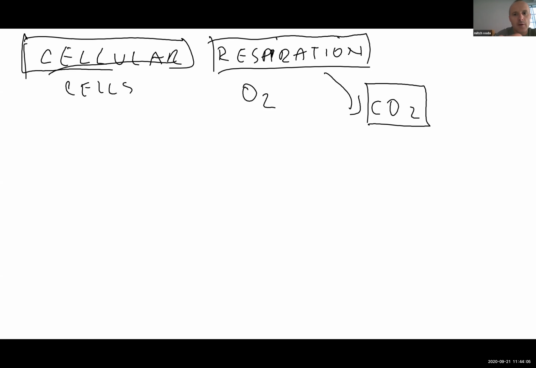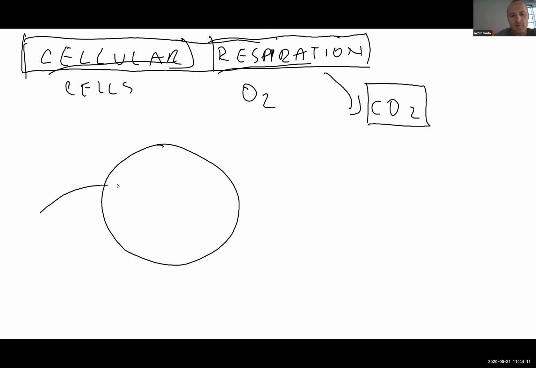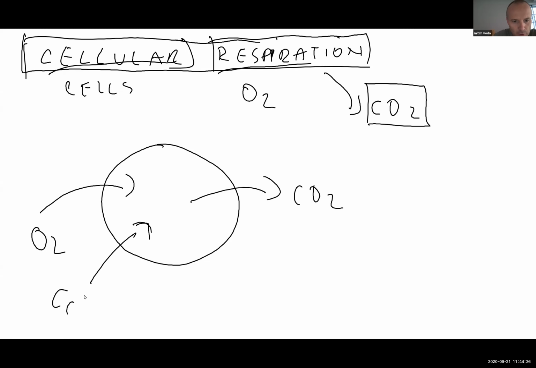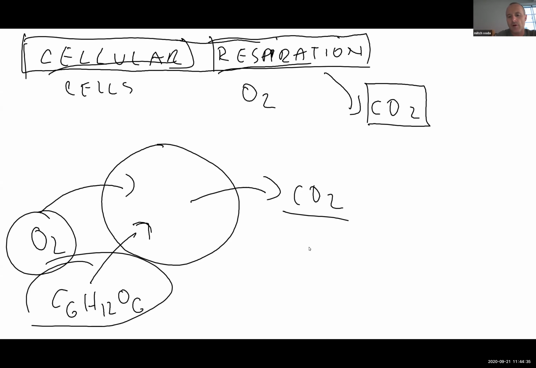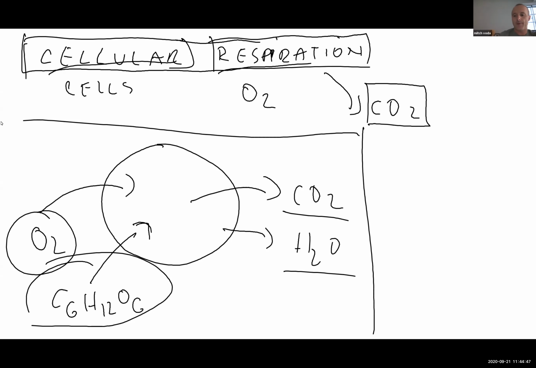Now, when we take the title as a whole, cellular respiration refers basically to cells taking in oxygen and releasing carbon dioxide. Also, cells to survive require glucose. So basically, cells take in glucose and oxygen and release carbon dioxide, and as a byproduct also release water. Now, this is basically cellular respiration, the short of it.